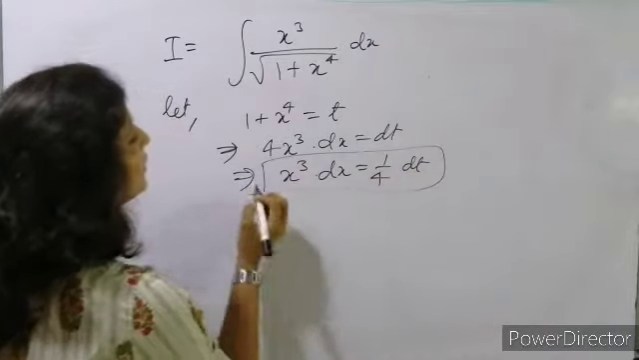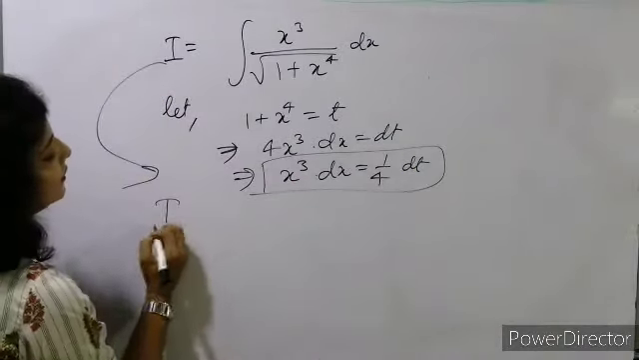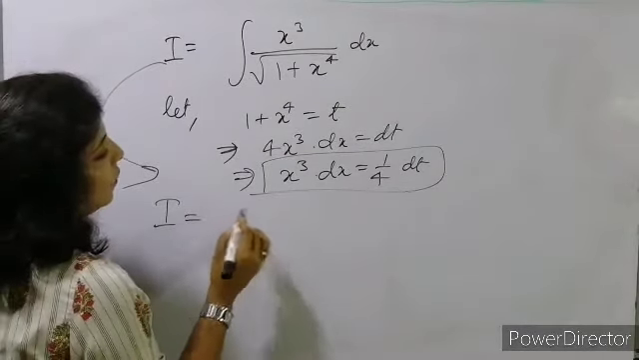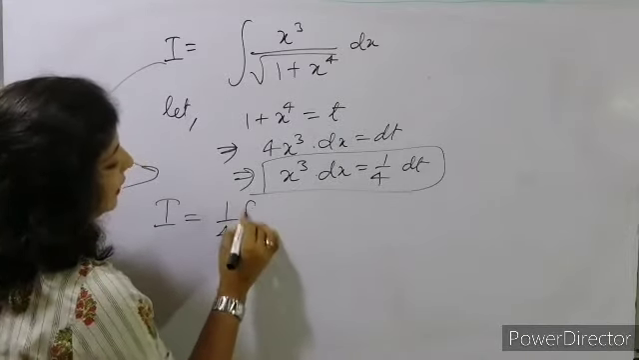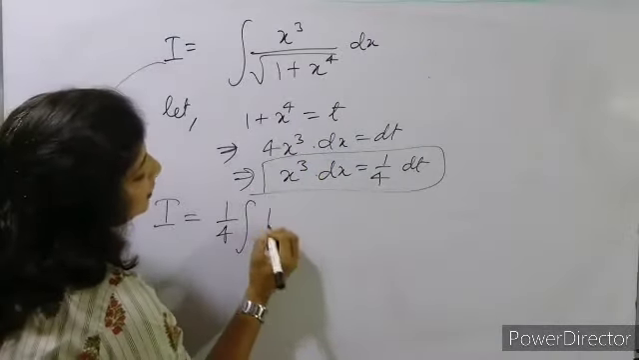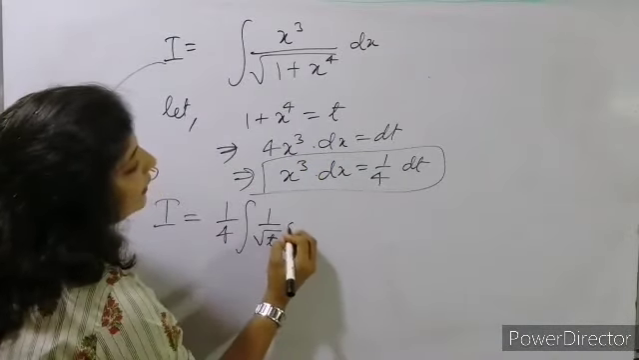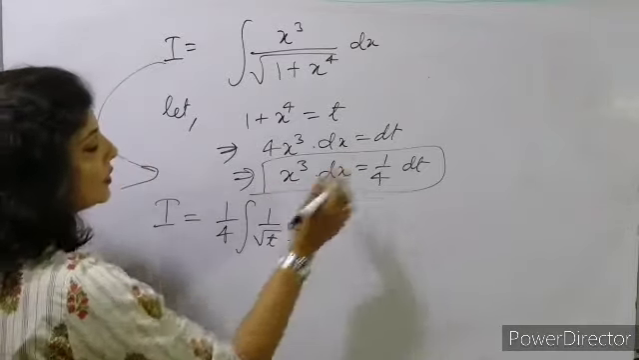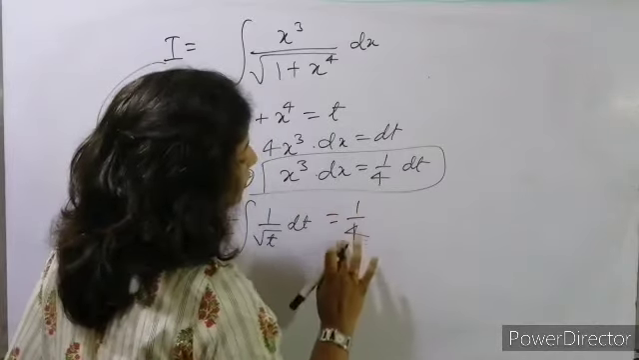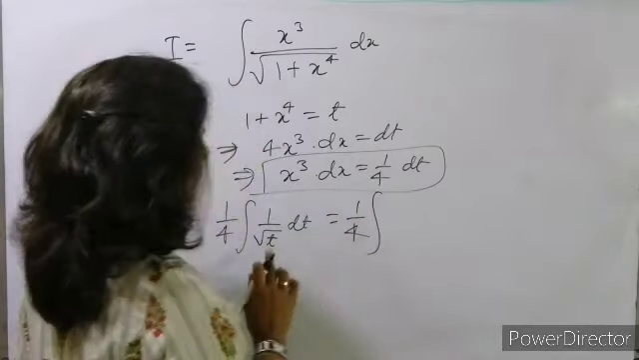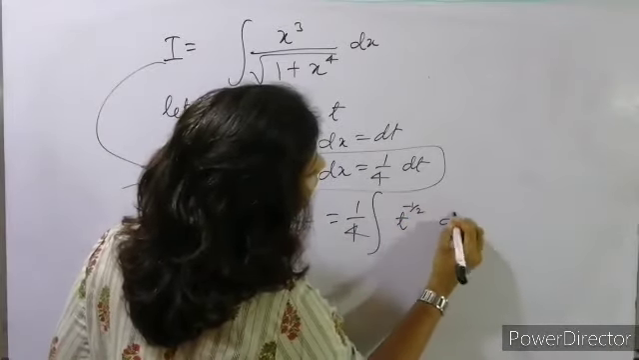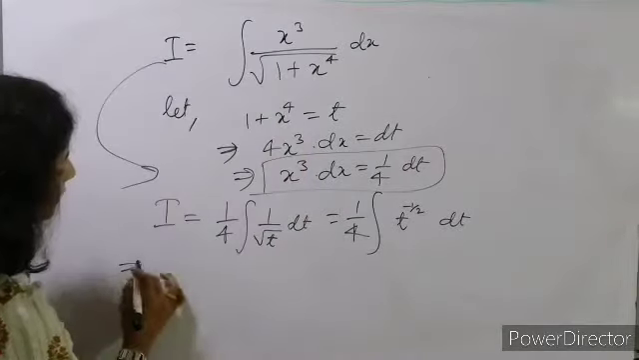Okay. Now putting the value here, what value will we get? 1 upon 4, that constant we will take in front. And this value is t, so 1 upon square root of t, and dt, because 1 upon 4 we have taken. Okay? So 1 upon 4 into t to the power minus 1 upon 2 dt. Okay, so what value will we get?